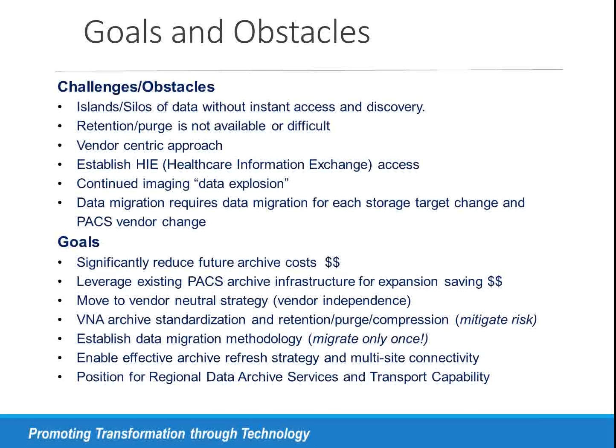So we have reduced our future archive costs. We're actually doing a migration now from one vendor to another. We've recovered about two thirds of the costs of the Acuo system just through this one single migration, because we haven't had to do that. So it allows us to leverage any infrastructure we have and move to this vendor-neutral strategy on the archive, standardize that, address the retention, purge, compression components, and a whole lot of other goals that we've been able to achieve as a result of the migration away from PACS for their archive into a vendor-neutral archive solution.